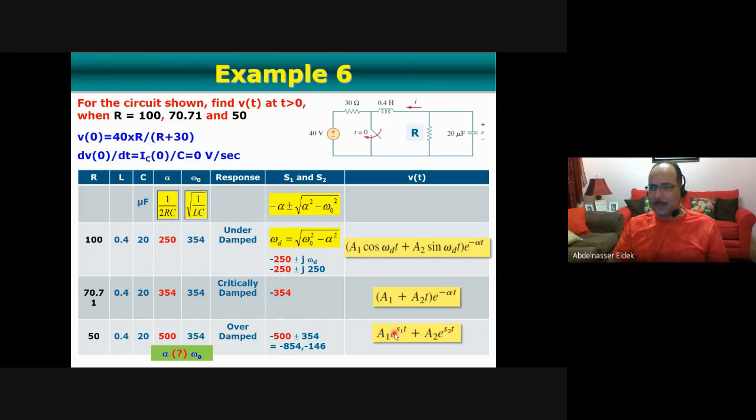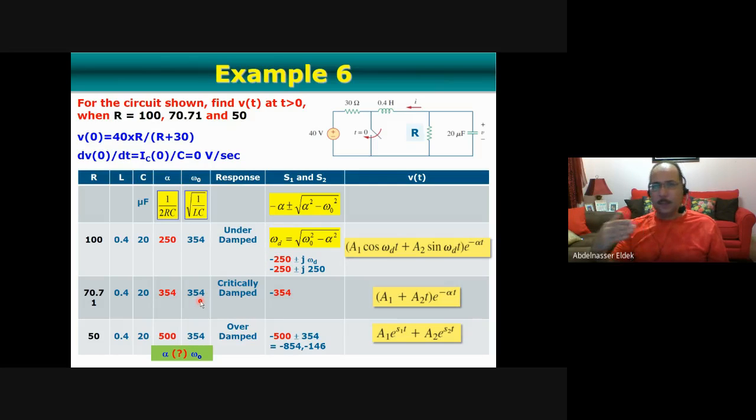Sometimes you may find, especially in the critically damped case, that alpha is almost the same as omega, but not exactly the same. But we assume that they are the same. For example, if this one is 354.1 and this is 354.2, we assume that they are the same. Okay, approximately they are the same.